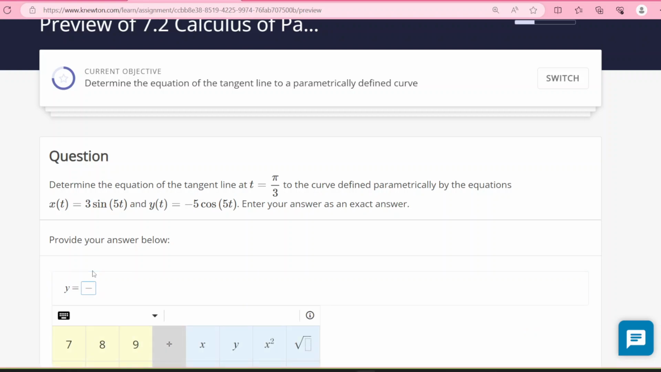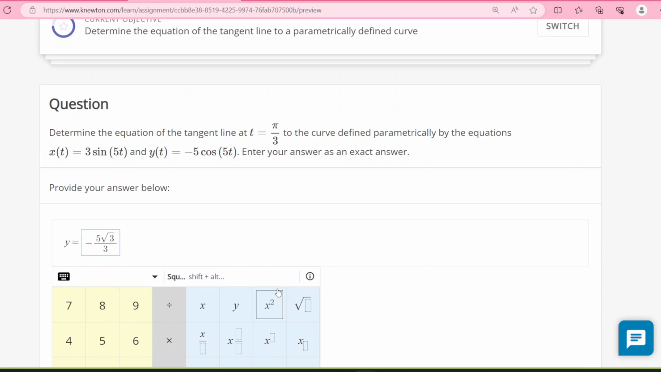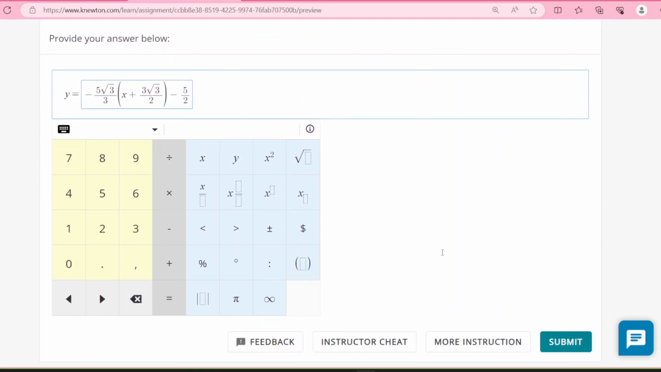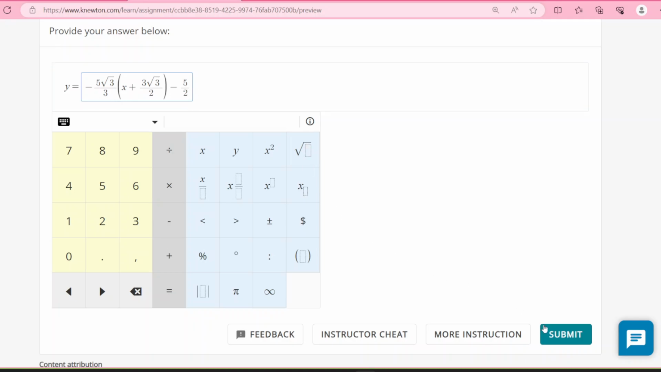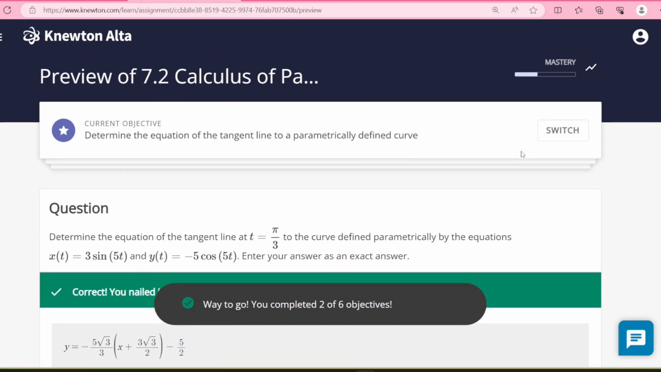So y equals negative 5 times the square root of 3 over 3 times the quantity x plus 3 square root of 3 over 2, and then minus 5 halves. That should be good. Again, they probably put it into slope-intercept form, distributed the slope here, but it should be good. Yeah. All right, so that objective's done.